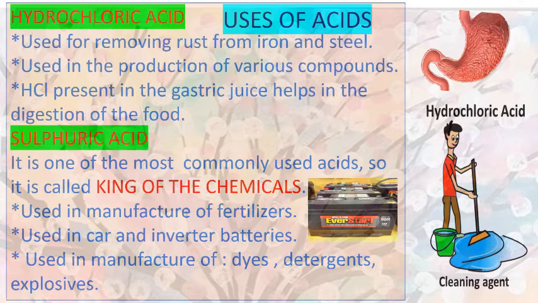Sulfuric acid. Sulfuric acid is an important industrial chemical and the most commonly used acid. It is also known as the king of chemicals. It is used in manufacturing of fertilizers like ammonium sulfate and superphosphate of lime. It is used in car and inverter batteries. It is used in the manufacture of dyes, detergents and explosives.